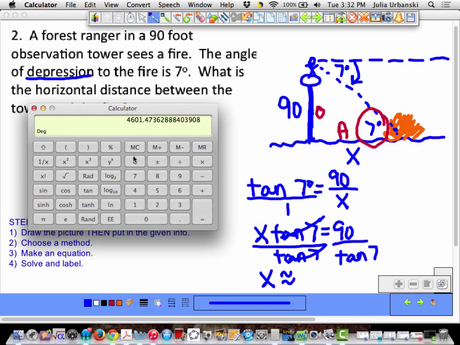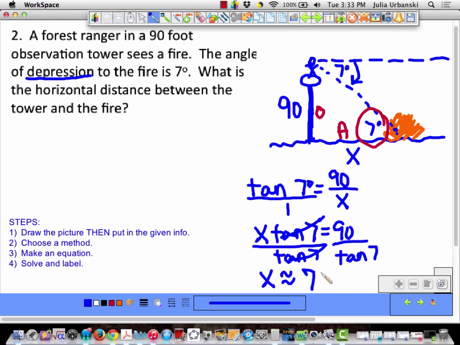So I'm going to do 90 divided by the tangent of 7. So 7 tangent, and I have to hit equals. So it's 732.99. So I guess that's going to make about 733 feet. The directions don't tell me, so I can round it to whatever makes sense to me.